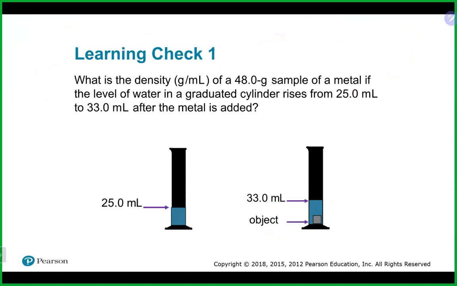All right, so what is the density here of a 48 gram sample that started with 25 milliliters of water and then went to 33 afterwards? So why don't you calculate it up? Got little pictures there to look at. It's pretty good.